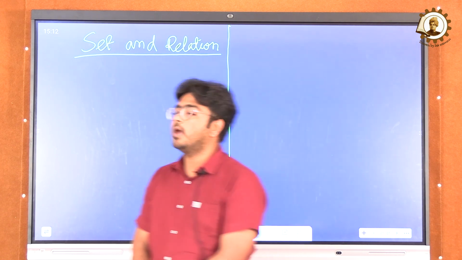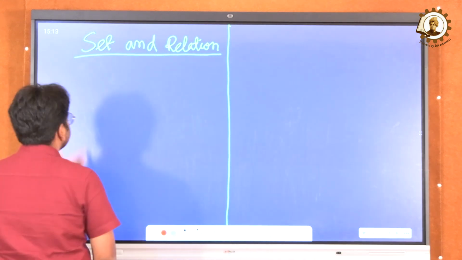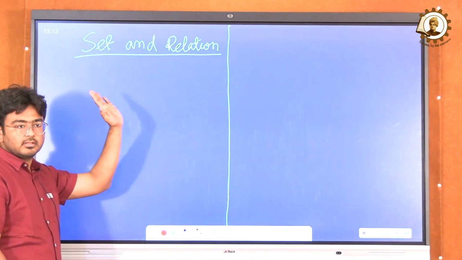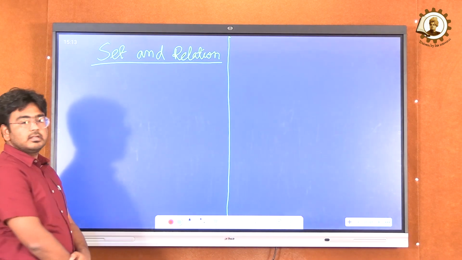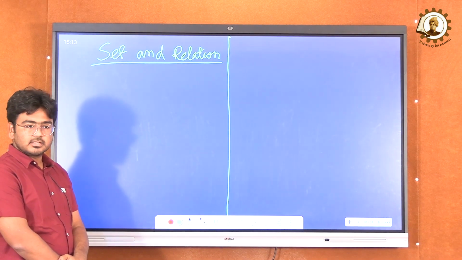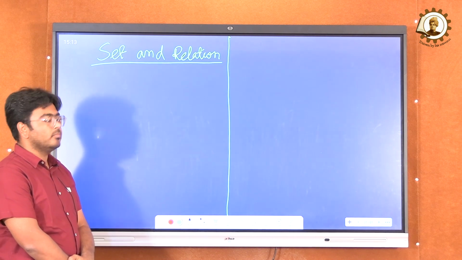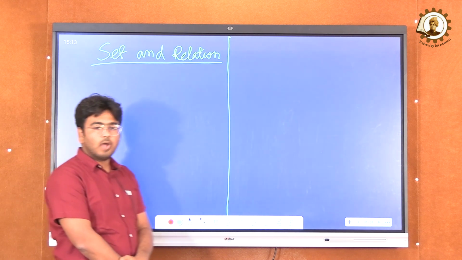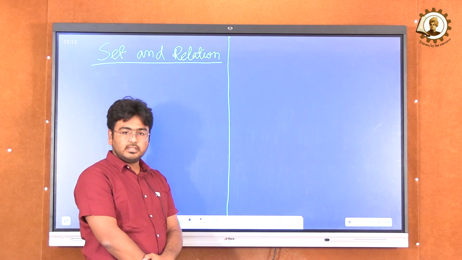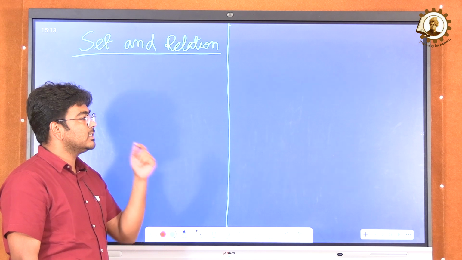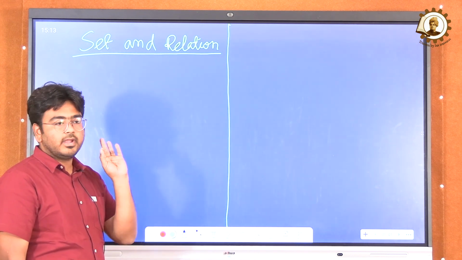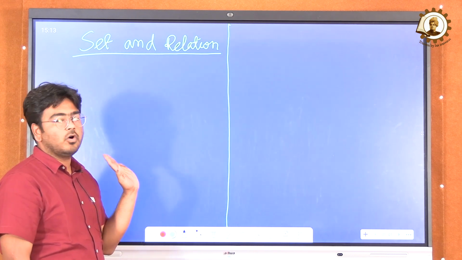So today I'm going to discuss set and relation. I will define what a relation between two sets is, and then via an example I will discuss why this definition makes sense. Before that, I will briefly mention a very important binary operation on sets.